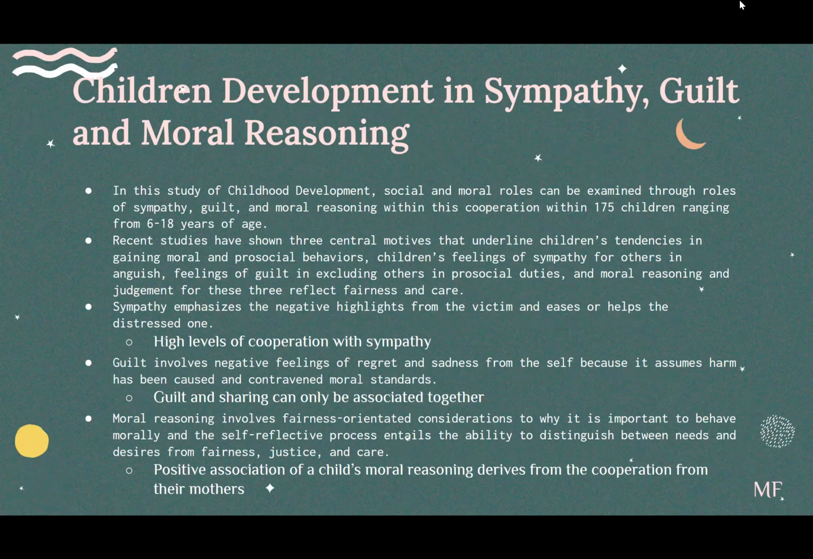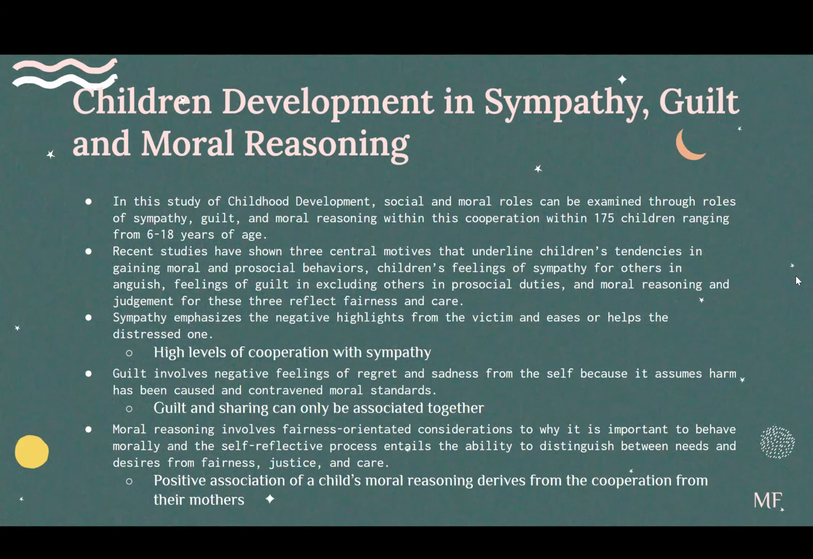Okay, the study that I chose to relate to social and moral development is the study of children's development in sympathy, guilt, and moral reasoning. The study examines the roles of sympathy, guilt, and moral reasoning in helping and cooperation within 175 children ranging from ages 16 to 18. Caregivers gave an assessment of these children in different tasks that demonstrated sympathy, guilt, and moral reasoning.